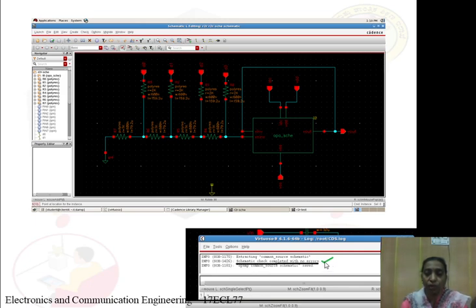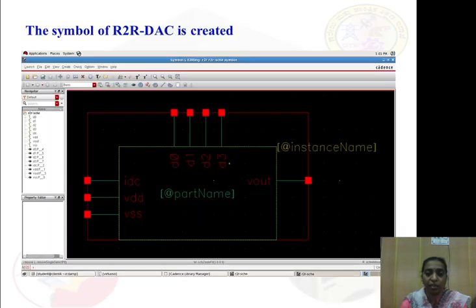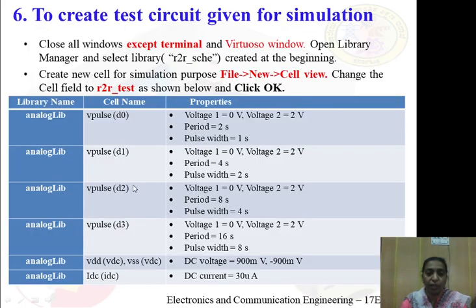So then only we can go for the testing of the circuit for the analysis, that is the transient analysis of the circuit. To generate the test circuit, first the symbol of the R-2R DAC is generated. With the inputs D0, D1, D2 and D3, that is the 4 data inputs, we have a single output. VDD and VSS with the drain current are given.